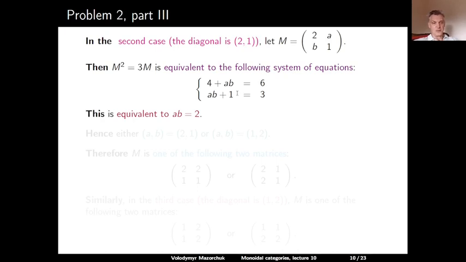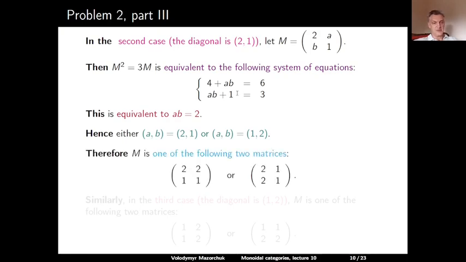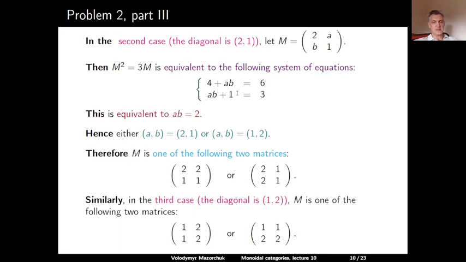So this system of equations is equivalent to one equation, ab is equal to 2, where a and b are positive integers. So we only have two solutions: (a, b) is equal to (2, 1), or (a, b) is equal to (1, 2). Therefore, we have only two matrices with this diagonal, the matrix [[2, 2], [1, 1]] and the matrix [[2, 1], [2, 1]]. Similarly, in the third case, where we have the diagonal 1, 2, the matrix M is one of the following two matrices: [[1, 2], [1, 2]] or [[1, 1], [2, 2]].